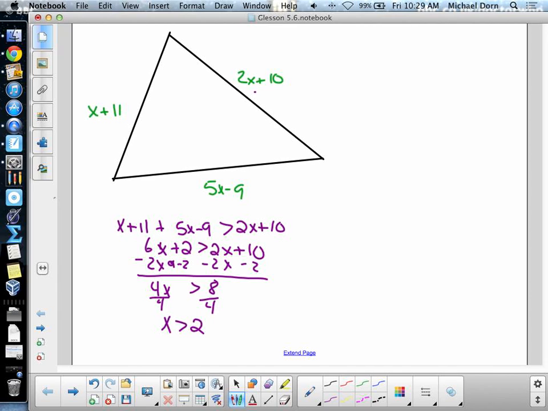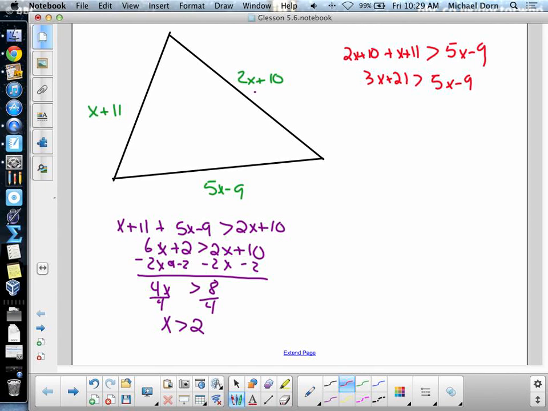Now I say, well, but what if that isn't the largest side? What if the 5x minus 9 is the largest side? Well, we set up again. Then 2x plus 10 plus x plus 11 has to be greater than 5x minus 9. So we just rearranged it. And here I get 3x plus 21 is greater than 5x minus 9.